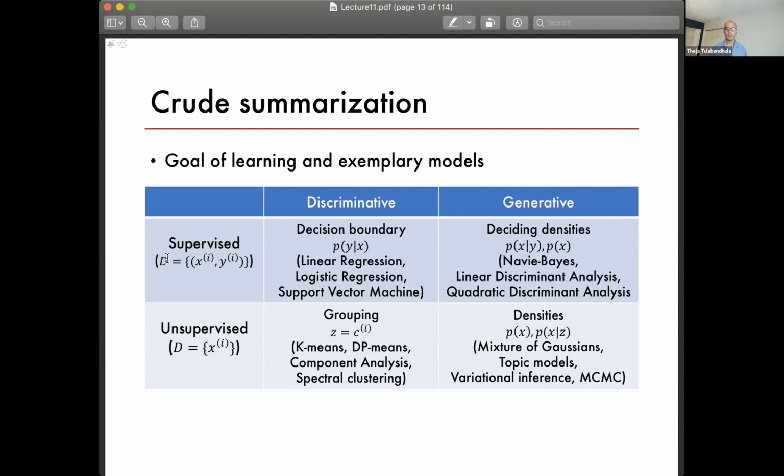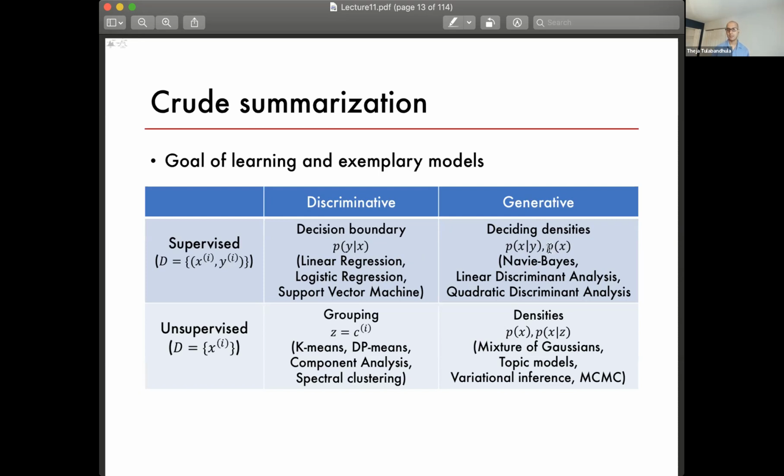If you focus on the supervised row, then in the discriminative cell, you can see we focus on the conditional probability of y given x. And so we're not worried about the marginal distribution of x itself. We only focused on decision boundaries. Some examples are linear regression, logistic regression, and support vector machine. And the generative cell for supervised learning, which is what we saw more recently, we have seen a few examples: the naive Bayes model, which is what you are working on in the assignment, and then we've also seen linear discriminant analysis as well as quadratic discriminant analysis.